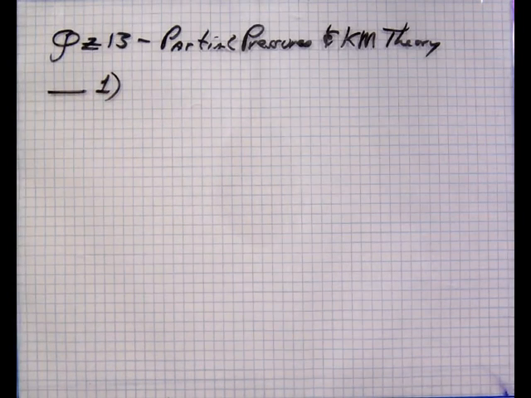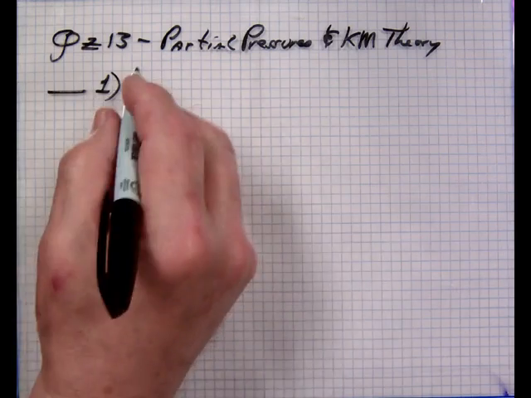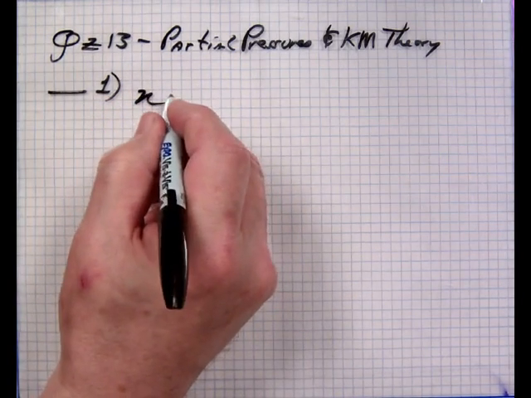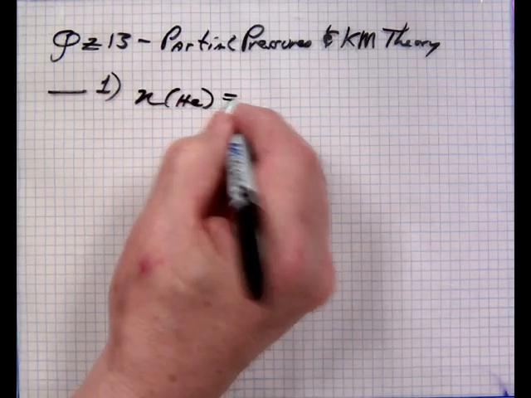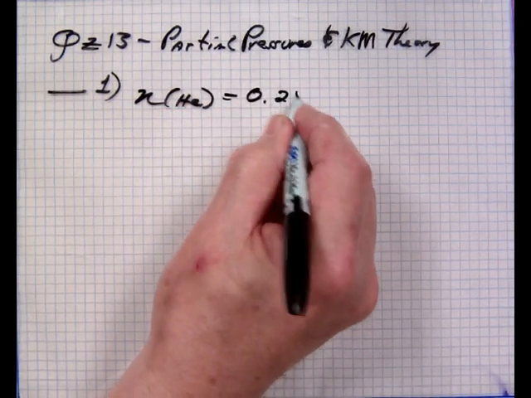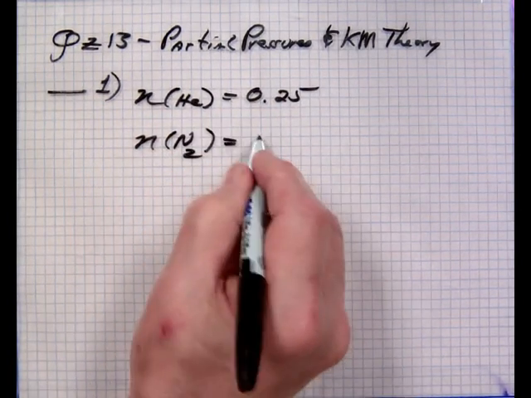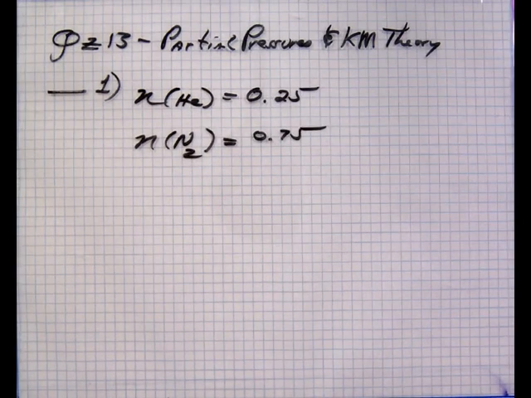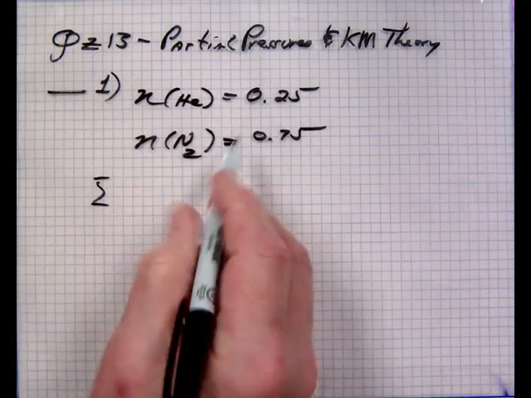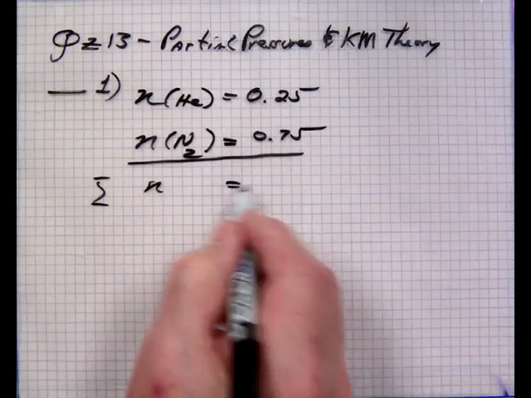So for number 1, a mixture of gases contains 0.25 mole of helium, 0.75 mole of nitrogen. If the pressure is 760, what's the partial pressure of each one? Well, let's get some data here. We got moles of helium, and that's 0.25. And moles of nitrogen, and that's 0.75. Well, I made it this way deliberately so it would give you a 1 for the sum total of the moles. The sum of the moles is, of course, 1.00.